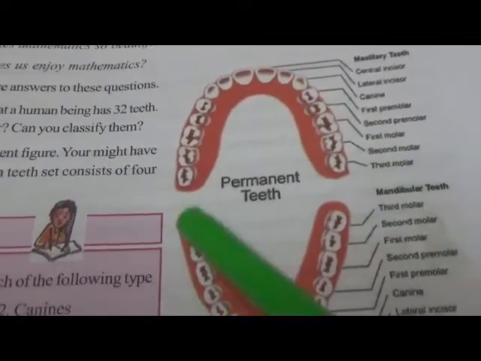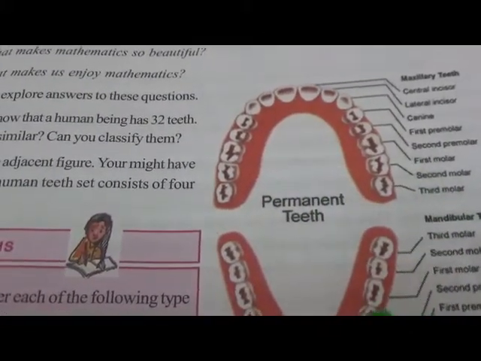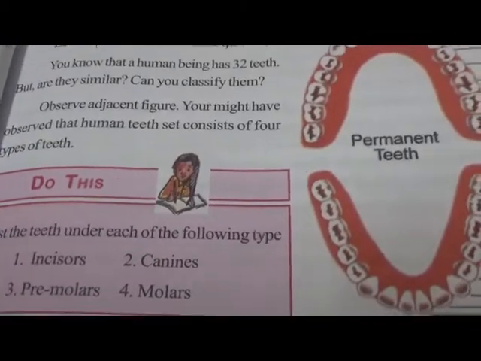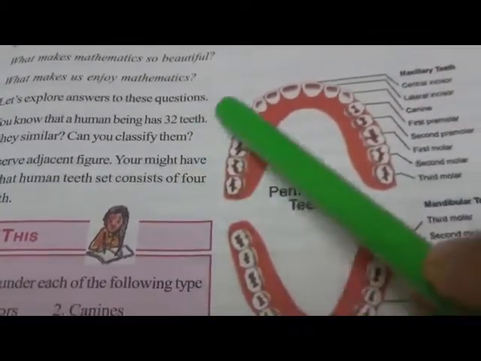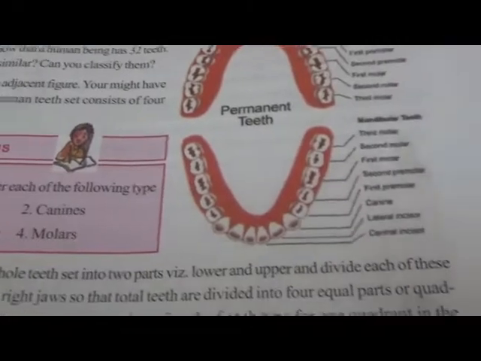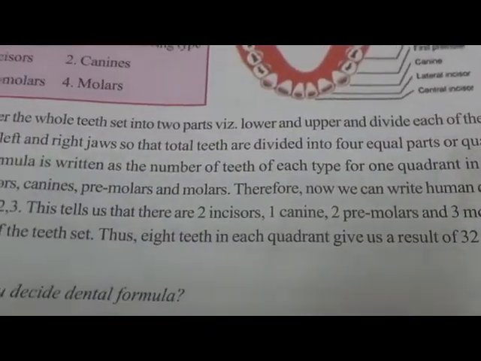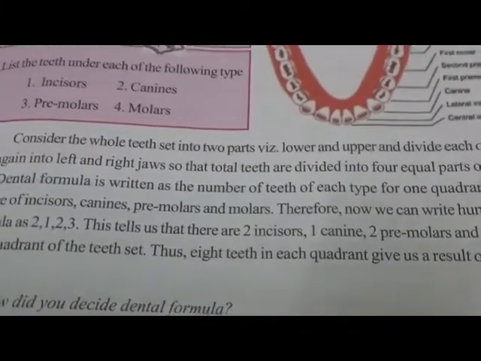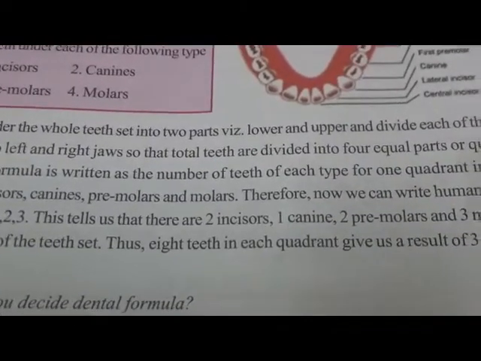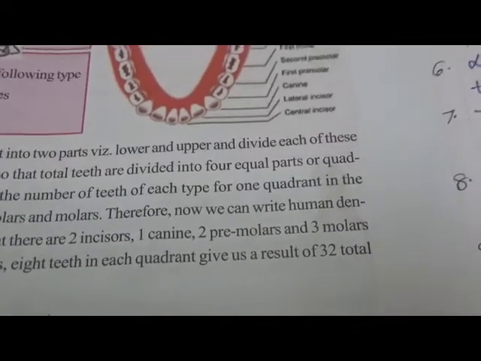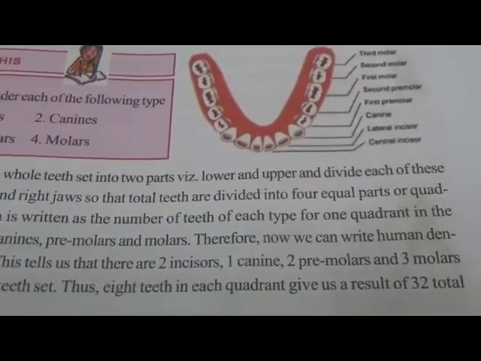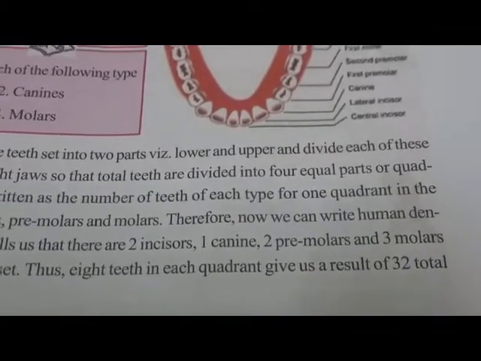Here we have a total of 32 teeth. We already know that there are four kinds of teeth, that is incisors, canines, premolars, molars. So we have a teeth formula, right? That is 2 1 2 3. Here it was given, that is 2 1 2 3, the teeth formula. So 2 incisors, 1 canine, 2 premolars, 3 molars, that we have in the upper and lower. It is divided as teeth, right? So totally we have 32 teeth.